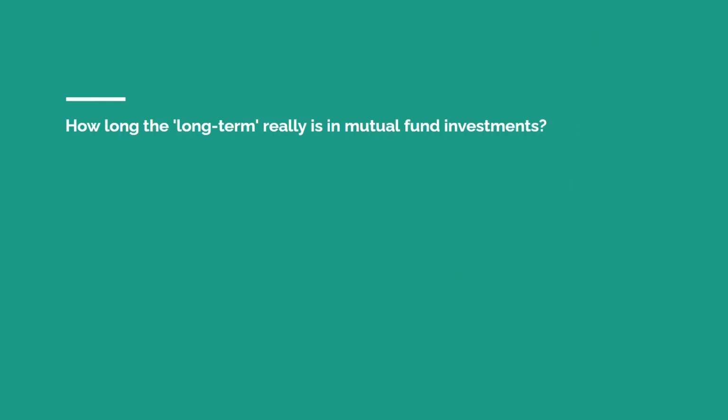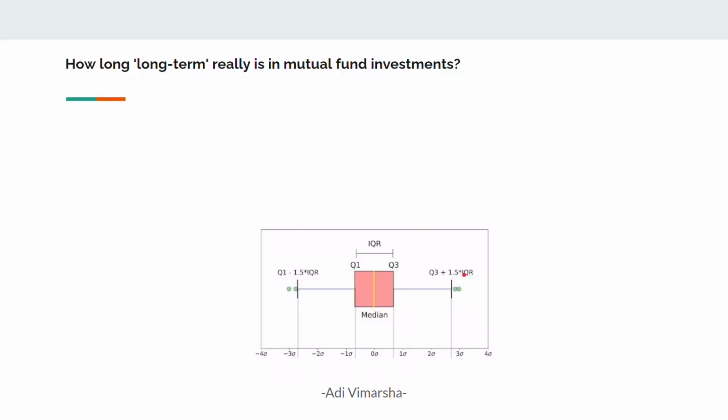Now let's understand how long the long term really is in mutual fund investments. For this, we will use a plot which is known as a box and whisker plot. Firstly, don't get confused with candlestick charts. This is not a candlestick chart. Basically, a box and whisker plot is used to summarize a set of data. The shape of the box plot shows how the data is distributed, and it also shows whether any outliers are there or not. It is useful to compare different sets of data, as you can draw more than one box plot per graph.